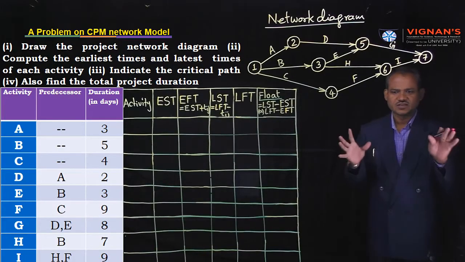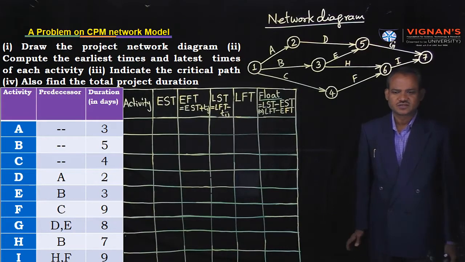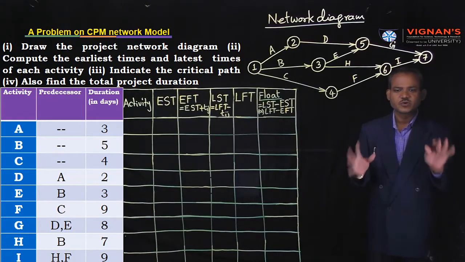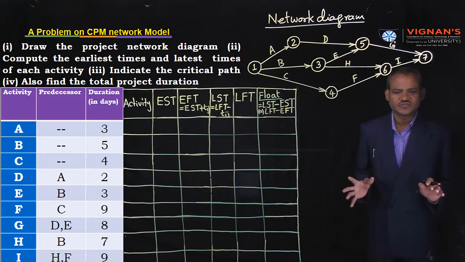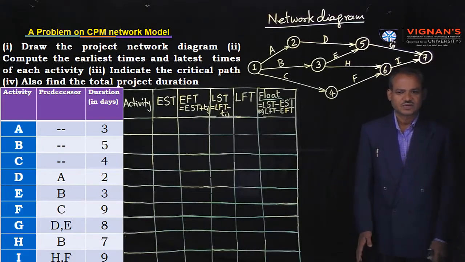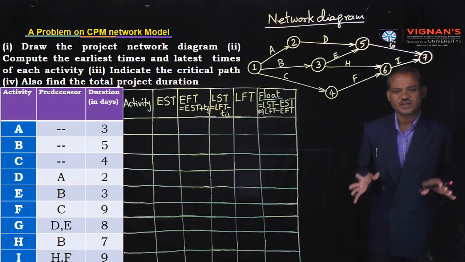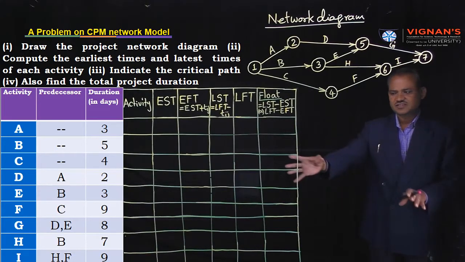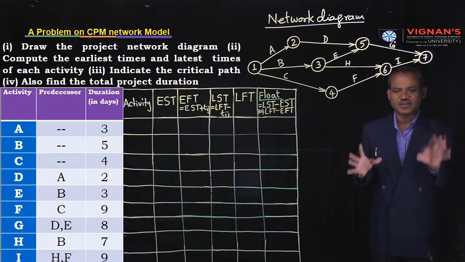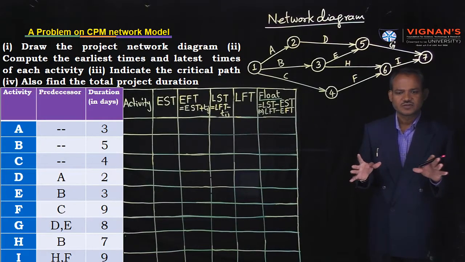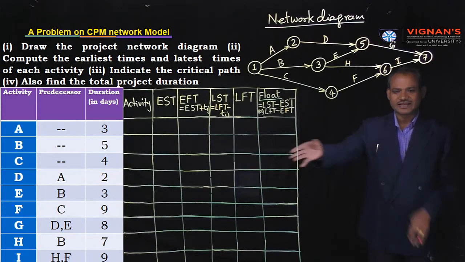Okay, next coming to the second bit, that is compute the earliest times and latest times of each activity. First of all, I would like to explain all the earliest times and latest times. Then we are going to fill this table to calculate earliest times and latest times for every activity.